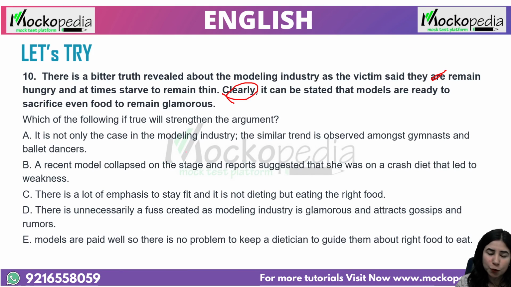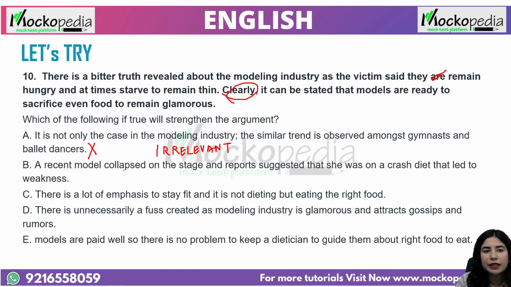Let's take a look at the options. It's not only the case in modeling industry, the similar trend is observed among gymnasts and belly dancers. So we are not talking about other dancers. We don't know. It is not the comparison which is needed. So A is irrelevant to the discussion. Hence, I can very easily eliminate A.